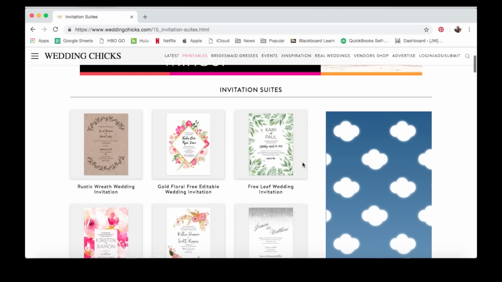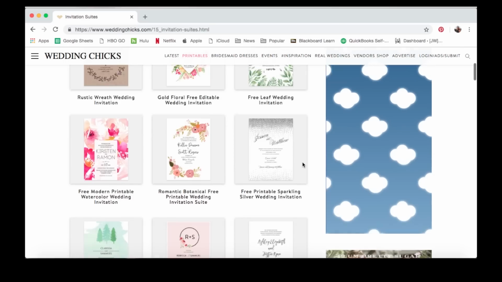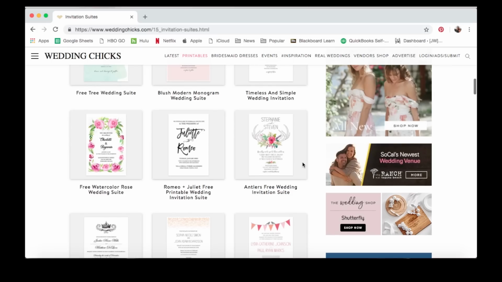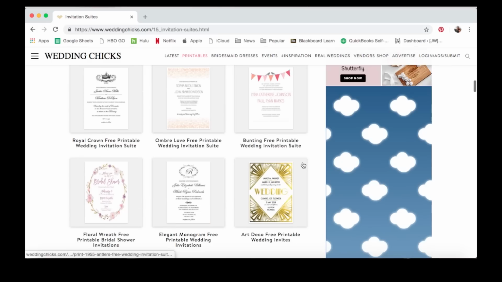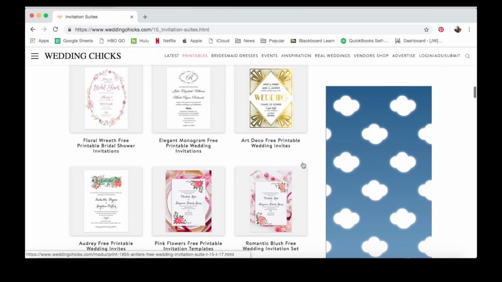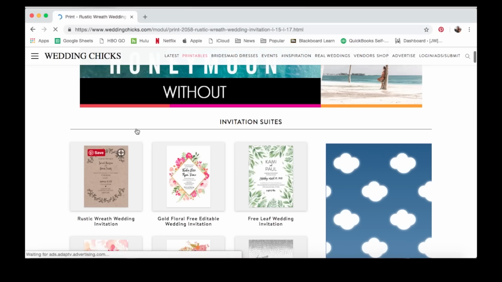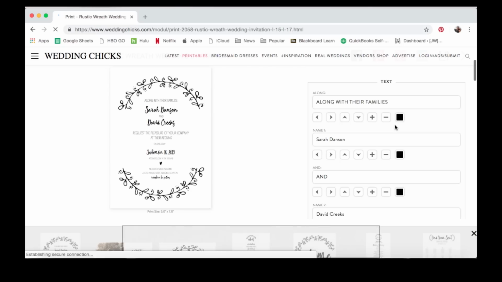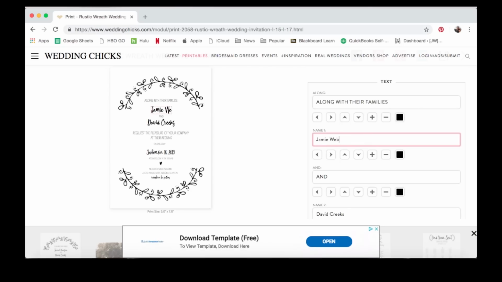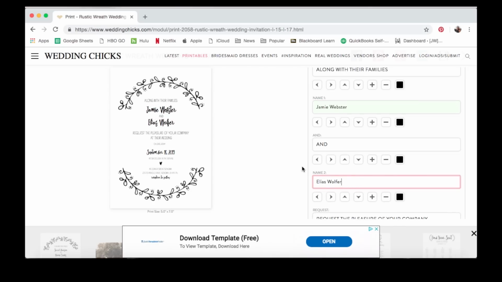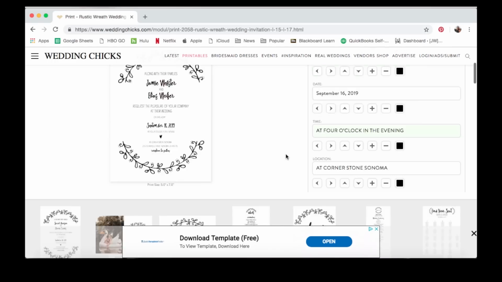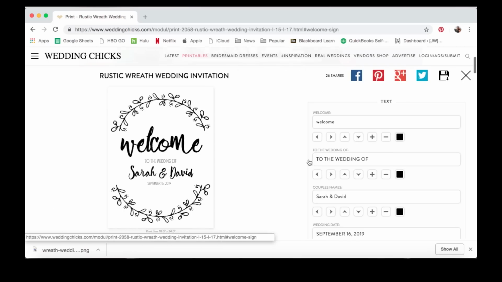In my opinion, one of the hardest parts about putting together your own invitations is coming up with a great style. How to lay it out, what fonts to pick, what colors to use, and that's one of the reasons that I picked Wedding Chicks Printables to do this, is because they already have all of the fonts picked out for you. All you gotta do is type in your information. So for this particular one, I used our names and didn't adjust anything else, just to show you how workable they actually are.